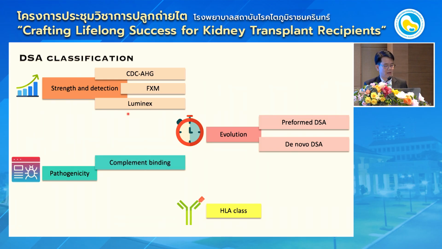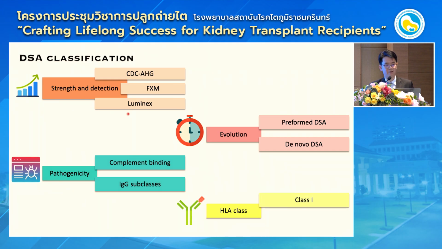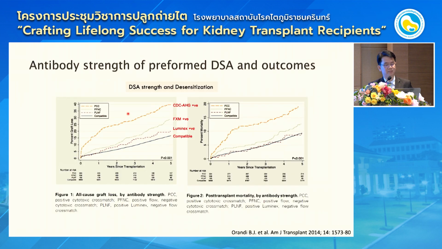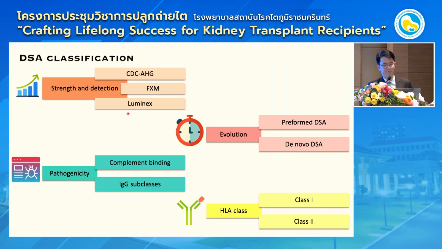And the pathogenicity, we have not started to do it yet. We can do it now, but it's pretty expensive. But we can divide it according to complement binding or IgG subclass, and we can divide the DSA according to the class, class 1 or class 2, as well. Start from the strength of the DSA. We all know that the higher the DSA, the more problems it can cause. Okay, I will finish with that.